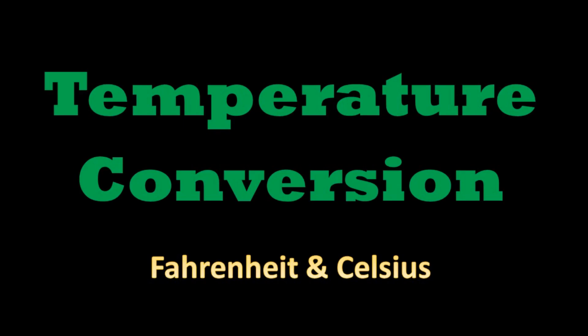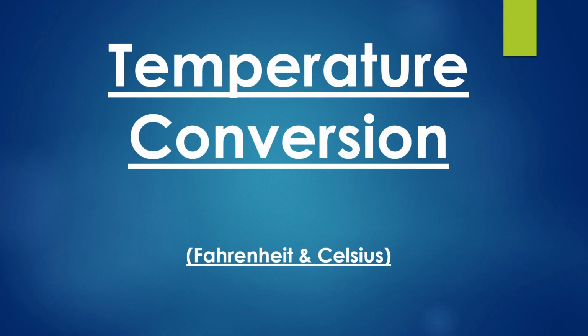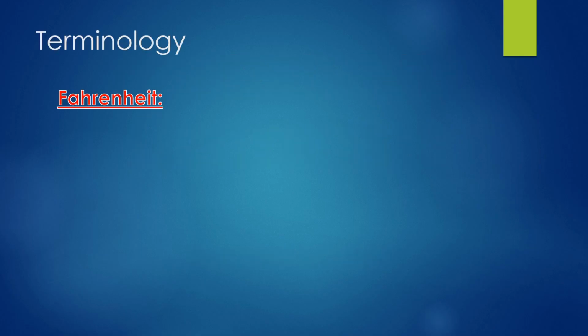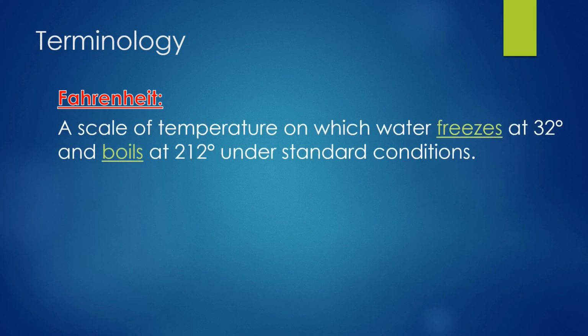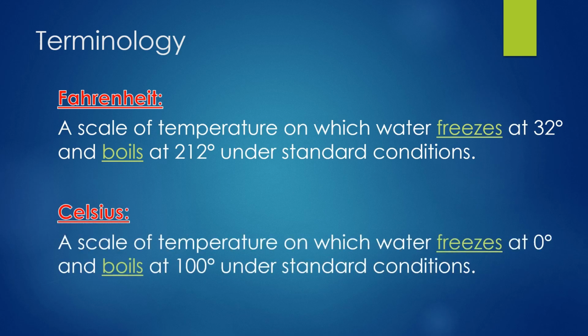Temperature conversion! Alright students, now that we're at the board, let's look at converting temperatures between Fahrenheit and Celsius. But first we'll start with terminology. Fahrenheit is the temperature we use in America. It is a scale of temperature on which water freezes at 32 degrees and boils at 212 degrees under standard conditions. Other countries may use Celsius. Celsius is a scale of temperature on which water freezes at 0 degrees and boils at 100 degrees, under standard conditions, of course.